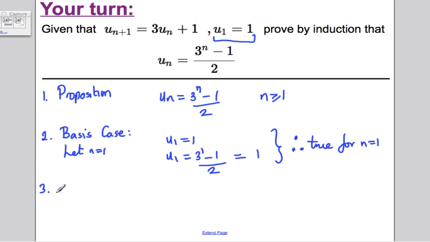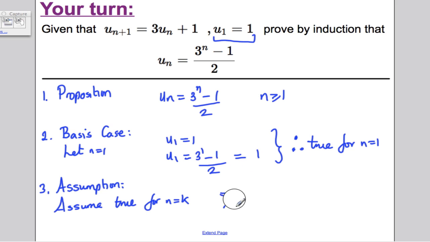Third stage is our assumption stage. So what we're going to do here is assume the proposition is true for n equal k, so that would mean this formula is true when n is k. You're substituting k for n, so you're going to say that therefore uk is equal to 3 to the k minus 1 over 2. And you haven't done anything particularly hard so far.